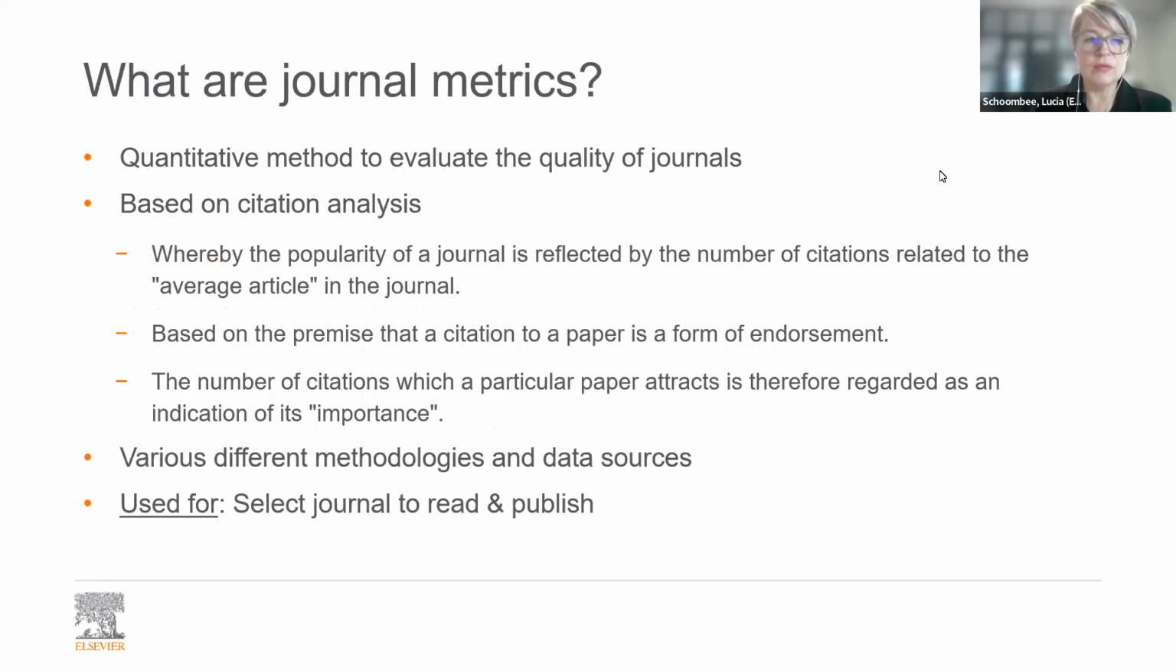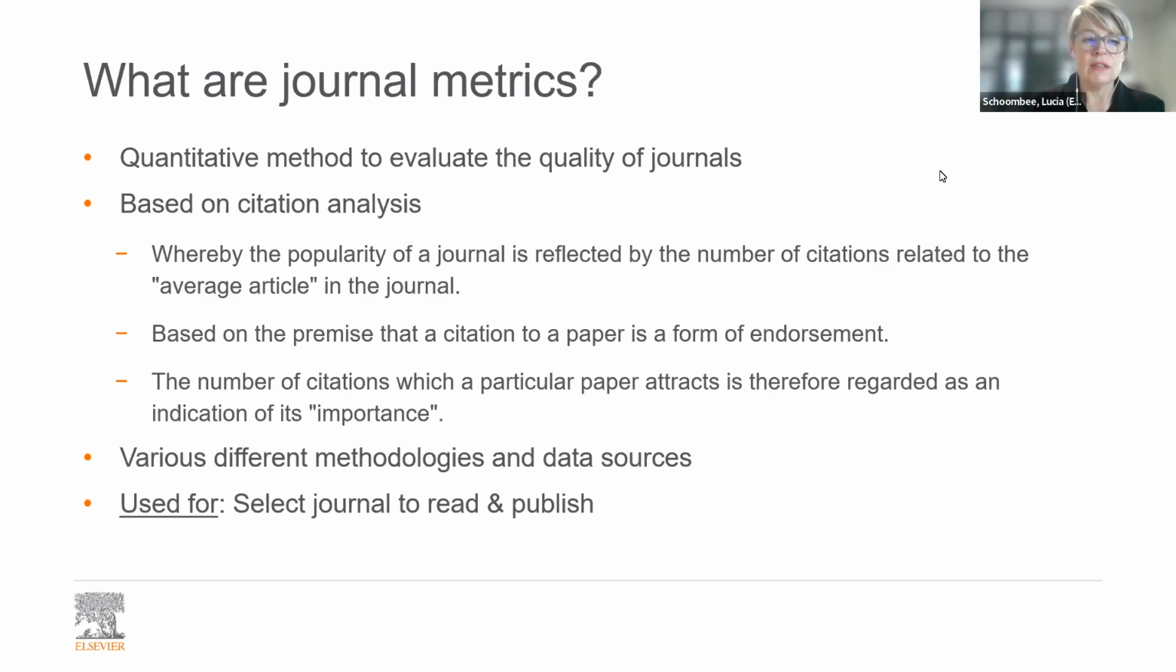So getting started with, what are journal metrics? It's a quantitative method to evaluate the quality of journals. It's based on citation analysis, whereby the popularity of a journal is reflected by the number of citations related to the average article in that journal. And that is then based on the premise that a citation to a paper is a form of endorsement, and the number of citations which a particular paper attracts is therefore regarded as an indication of its importance, in inverted commas.